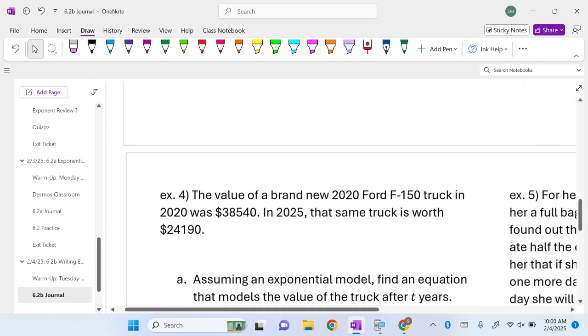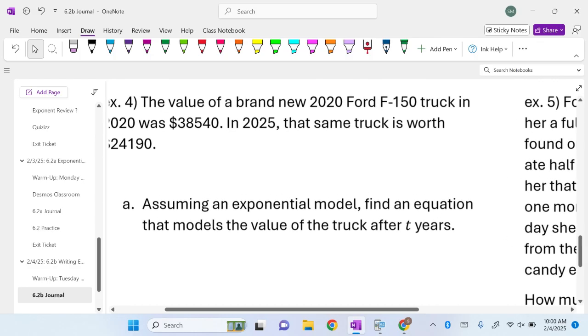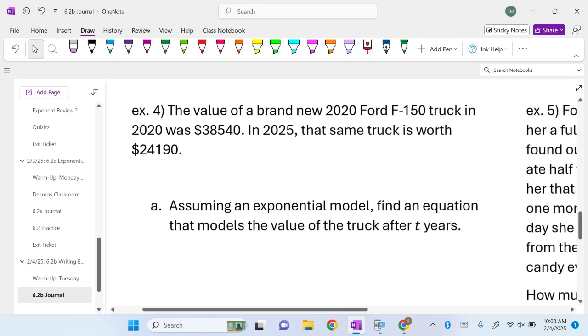Now look at example 4. So example 4, we're getting a word problem. All right, we all love word problems.